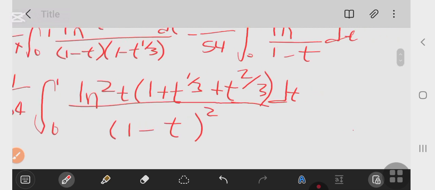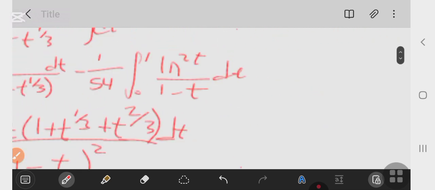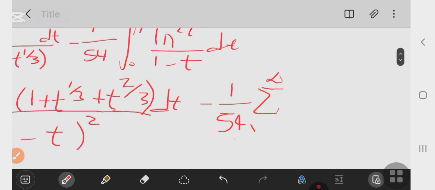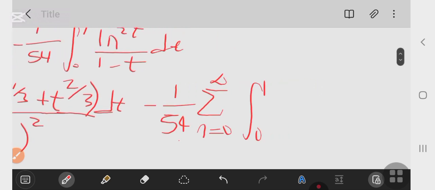Okay, now for this other one, I'll just introduce my sum notation. Sum to infinity of n starting from 0 all into the integral from 0 to 1 of t raised to the power of n multiplying ln square t dt.